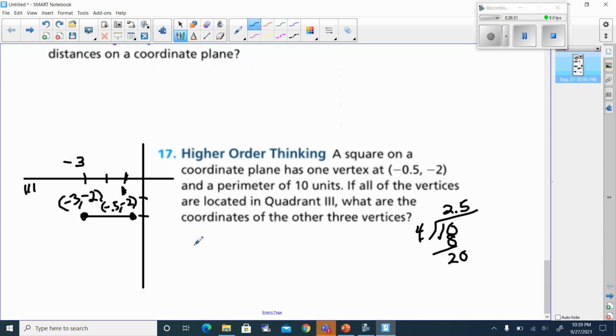Okay, and now I have to go down 2.5. Well, if I was down 2 and I have to go down 2.5 more, that'd be 1, 2, and then before I got to that next one, a half more, right? So if this was at a negative 2, I should say, then this would be negative 3, negative 4, and that would put this at negative 4.5, right? And now, because it has to be a square, I have to remember it's going to be at 0.5 and 4.5.